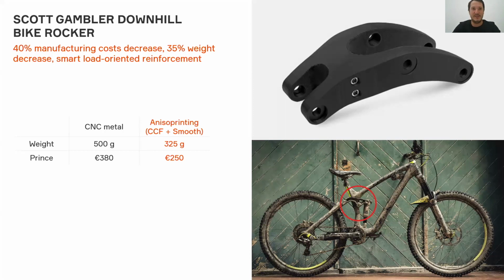So here the first one is the bike rocker, 3D printed in 2 pieces on an Anisoprint Composer A4 machine using the CCF composite carbon fiber with CFC PA as a co-extrusion material and smooth PA as a plastic material, and compared to the original aluminum CNC part, there was a 35% weight reduction and almost 40% manufacturing cost reduction possible with using the continuous fiber printing technology.